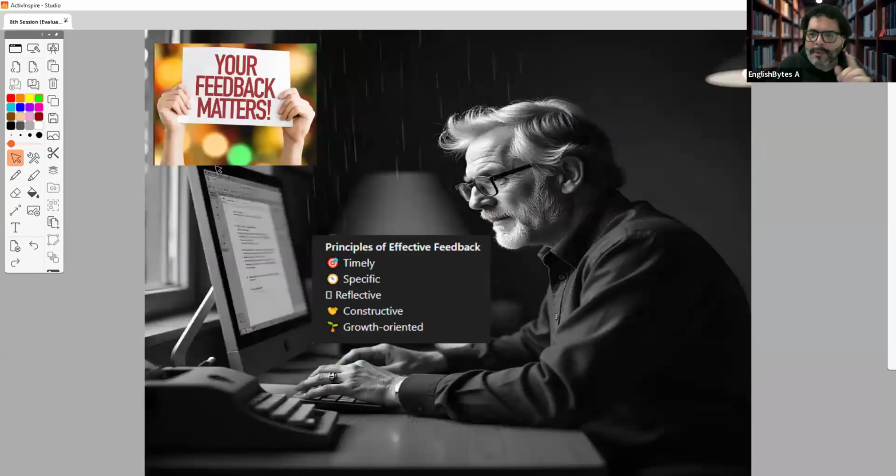So there is one thing that you saw in the presentation. It has to do with feedback. Guys, your feedback matters, but it needs to be effective feedback. It's not just telling some words to your student. What are the principles of effective feedback? Well, it has to be timely, like it must be at the moment. We will see some types of feedback in a minute, but normally one of the best feedback you can give is at the moment.